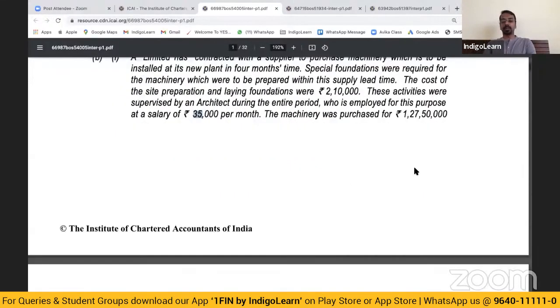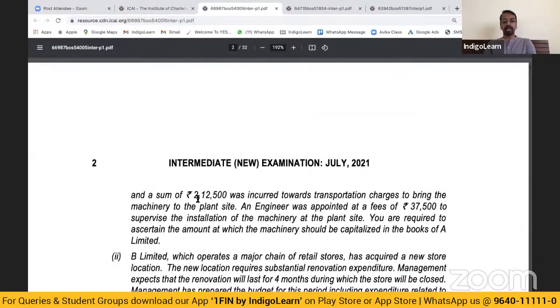Machinery was purchased for 1,27,50,000. The amount incurred on transportation will be included. An engineer was appointed at a fee of 37,500 to supervise the installation of the machinery at the plant site. Will you include that? Yes. You are required to ascertain the amount at which machinery should be capitalized in the books of A Limited. So here you have to say that all the costs which are incurred to bring that property, plant and equipment to the condition and location to be operated in the manner intended by the management will be capitalized, and then you can just include all of these costs.